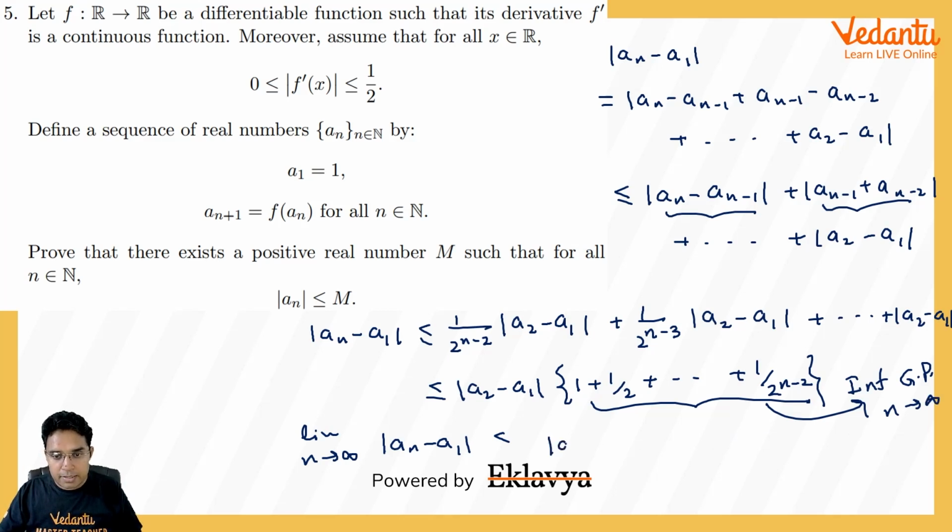So we can write this as a2 minus a1 into 2. This 2 will be just the limiting case. For any finite value of n, it will never become equal to 2. That is why I have used this less than sign.